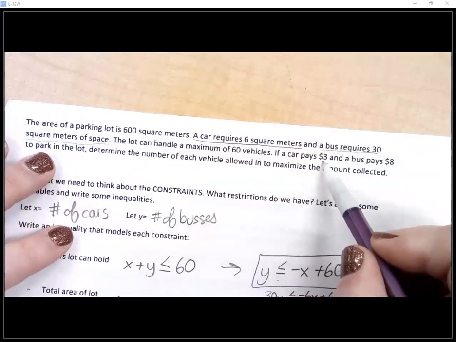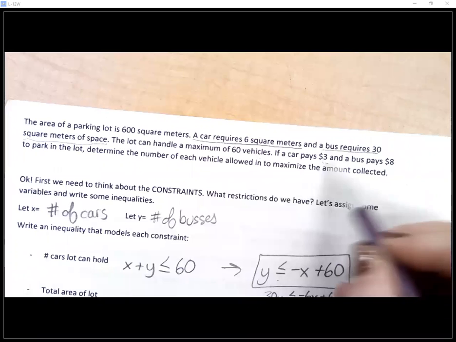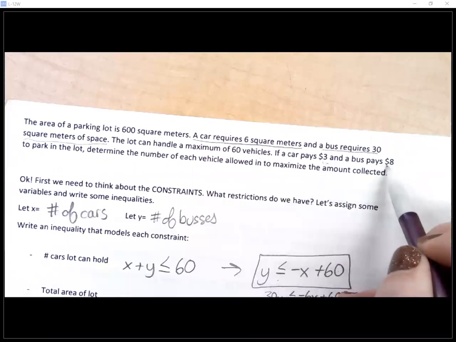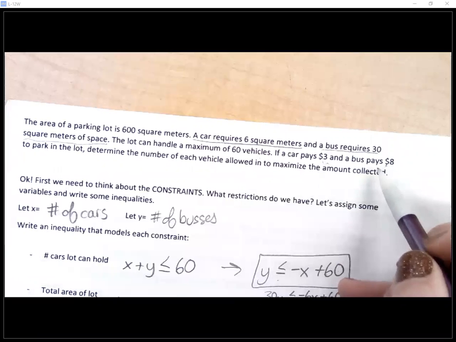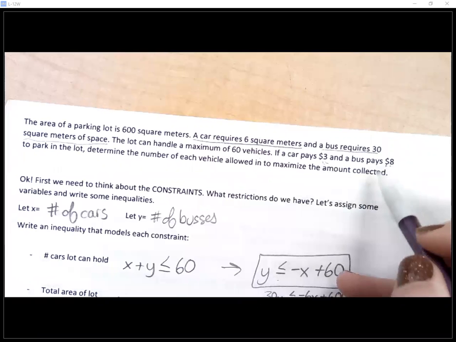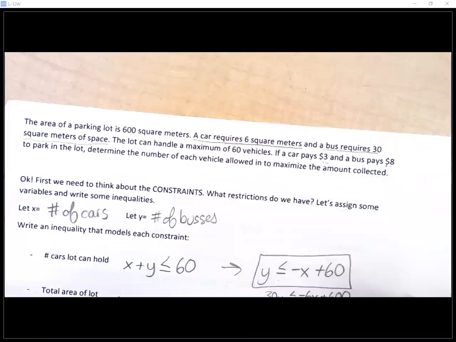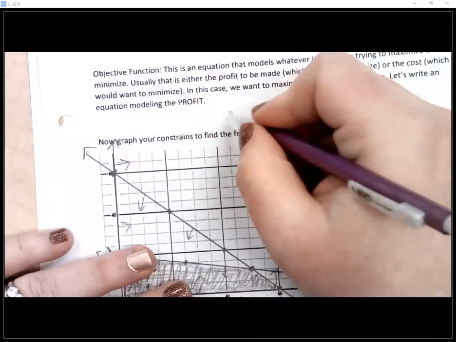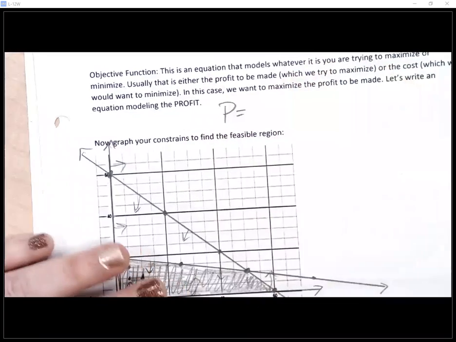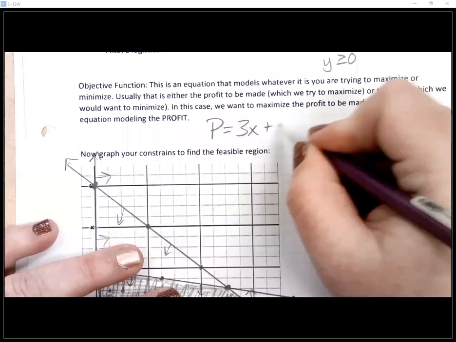I don't know how many cars I'm going to end up with, but I'm going to get $3 from each of them. Then I'm going to get $8 from every bus, so that's going to be 8 times y, the number of buses that come in. Those two values together, $3 from every car and $8 from every bus, that's going to be my profit. Does that make sense? So I'm going to use a P for profit. You can use a Z if you want. But we have $3 for every car and $8 for every bus.